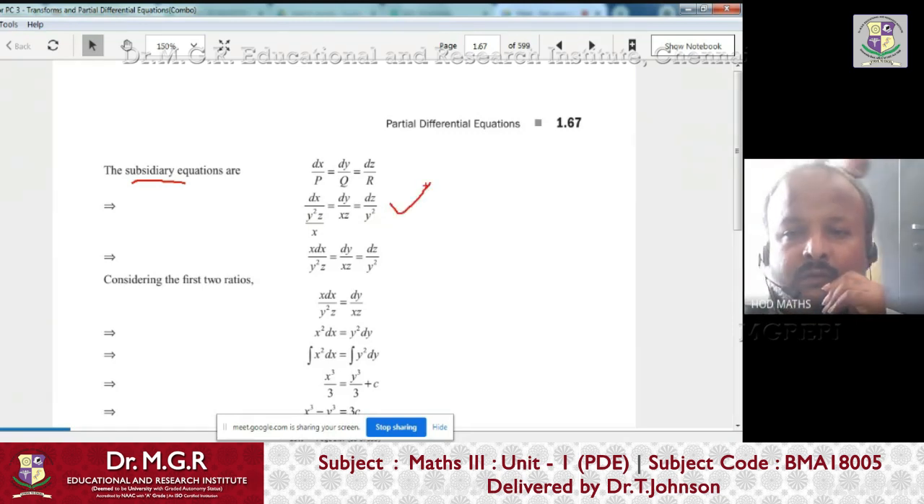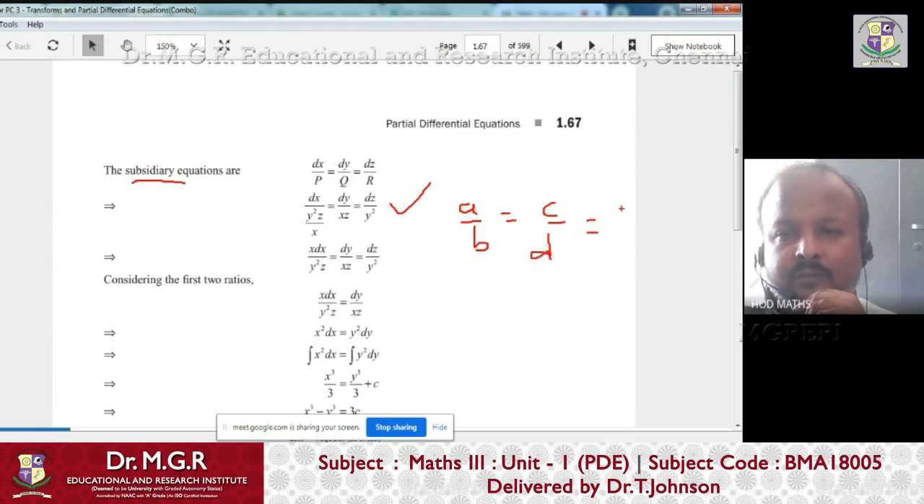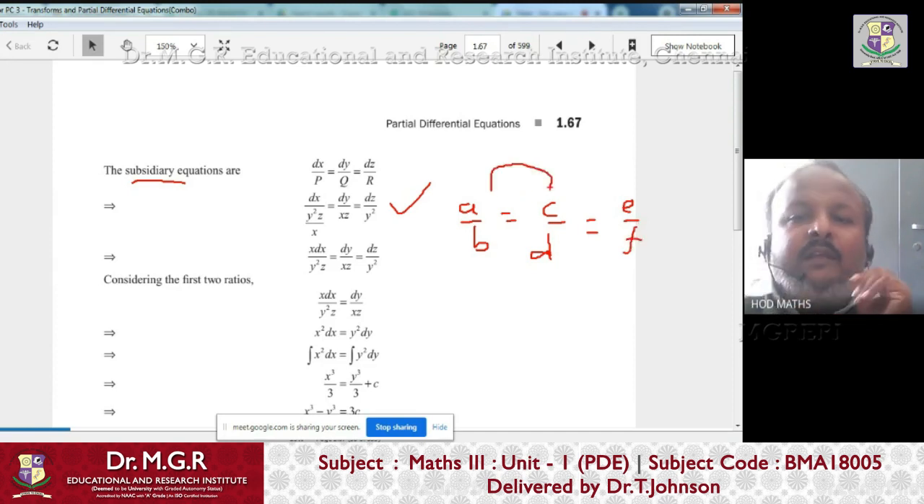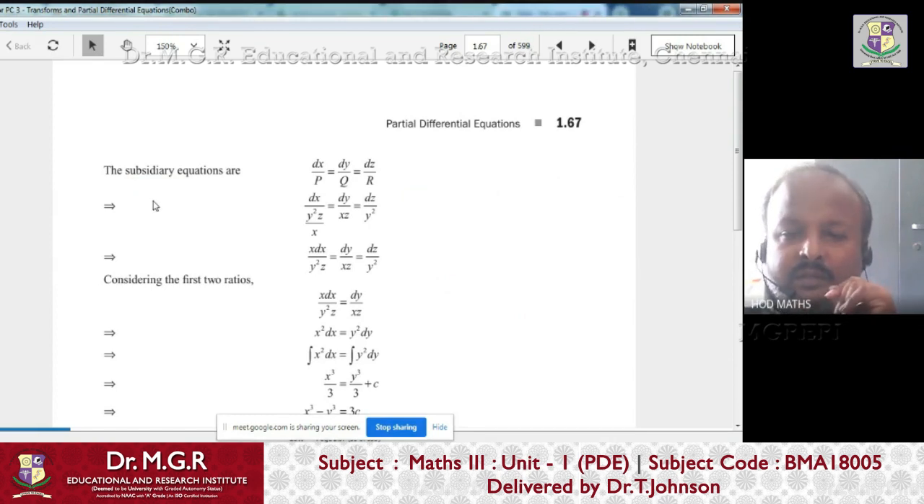But how to solve? Try to remember, if three things are equivalent, you can equate like a by b equal to c by d equals to e by f, right? Then you can take any two of them and equate it, and you can find a solution, right? So here what you have to do is take any two things, group any two things, and then try to solve it. Solve it means doing integration, because now we have dx and dy.